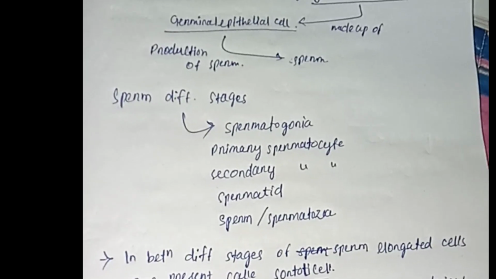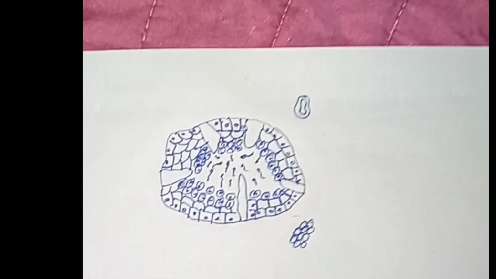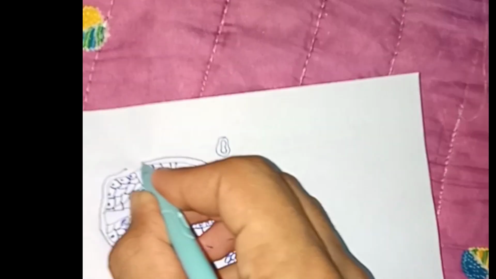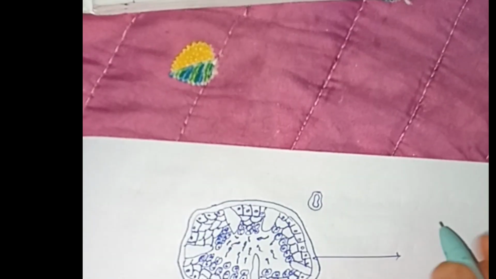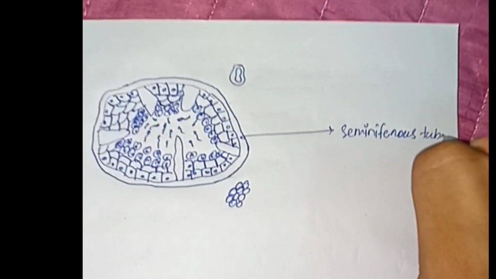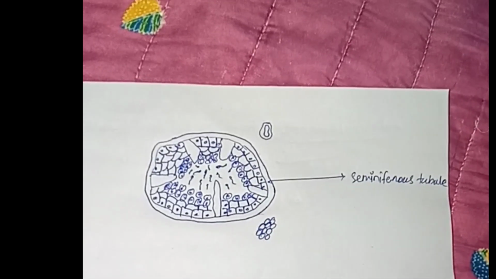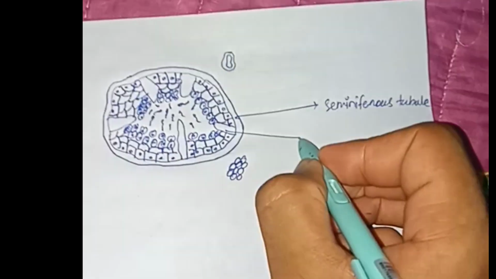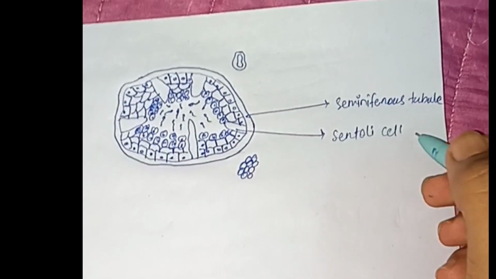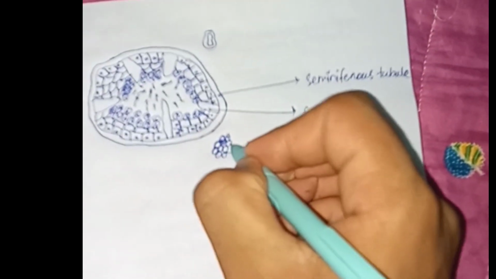नाउ मैं अभी सेमिनिफेरस ट्यूबल का स्ट्रक्चर दिखाता हूँ, ठीक है। नाउ एक छोटा सा पार्ट है ये। ये है हमारा सेमिनिफेरस ट्यूबल. And it is called Sertoli cell. And these are called interstitial cells. And it is blood cell.